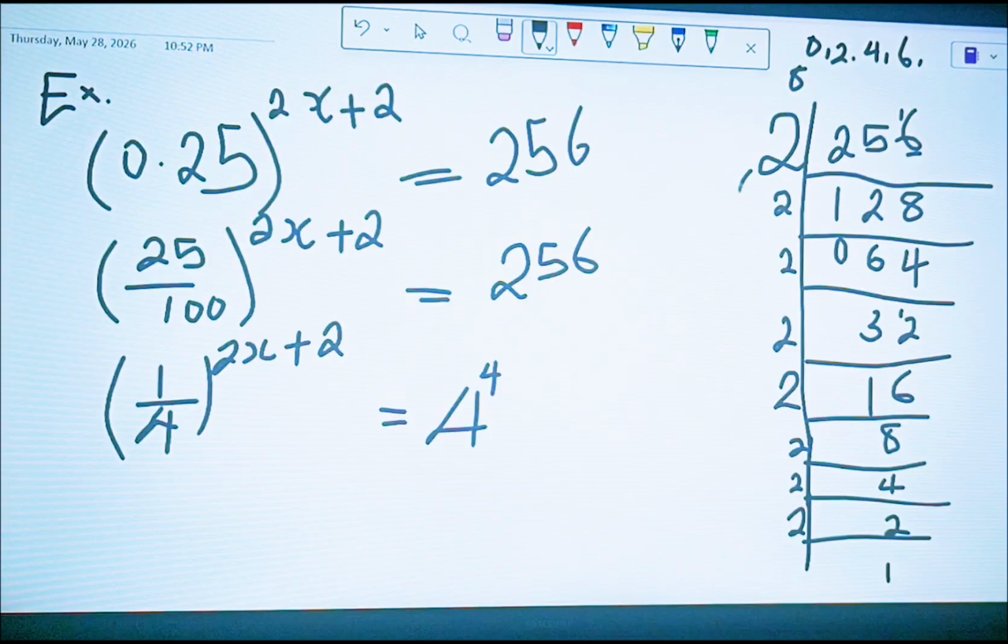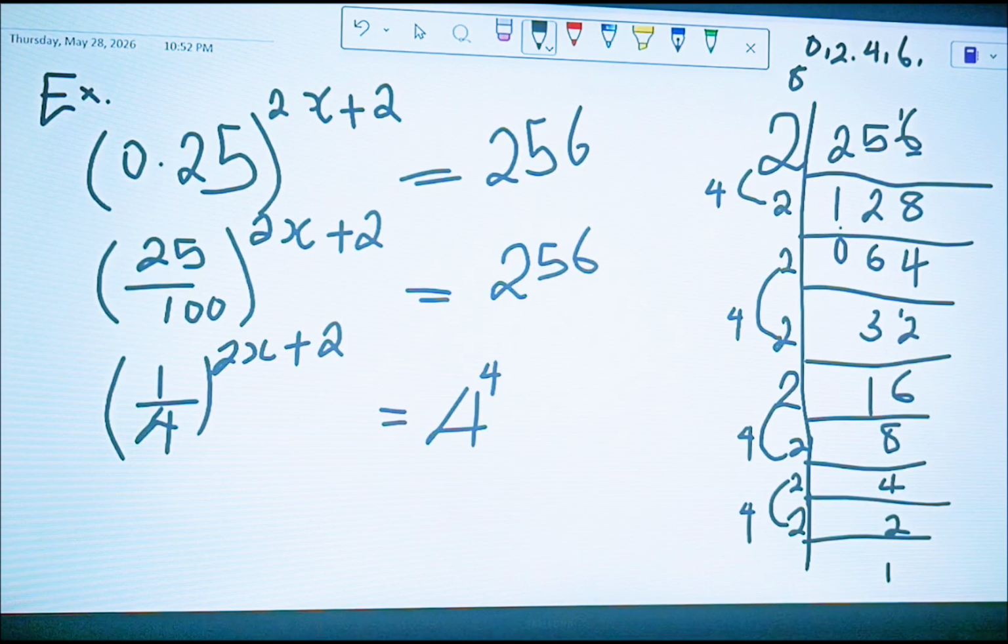So try grouping it by 2. Try grouping it by 2. 2 times 2 will give you 4. This one too will give you 4. This one too will give you 4, and this one too will give you 4.